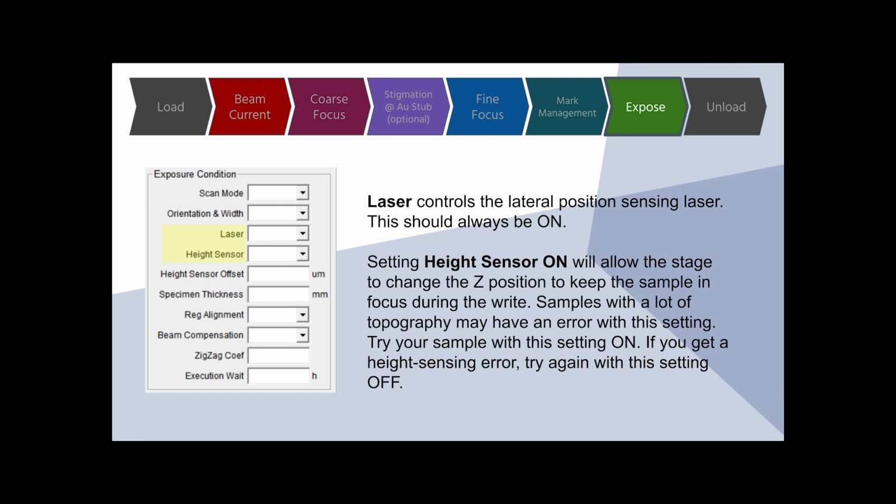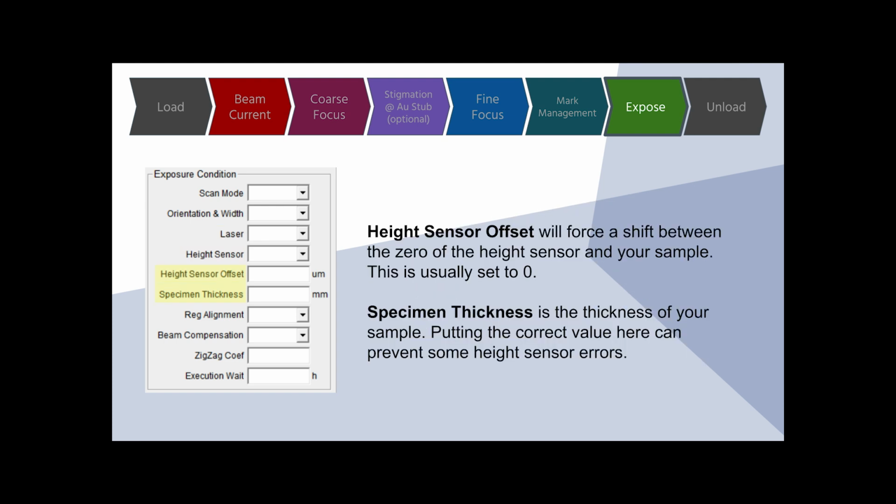Sometimes some samples with a lot of topography may have an error with this setting. We recommend that this setting be on, but you can try writing with the height sensor off if needed. Height sensor offset will force a shift between the 0 of the height sensor and your sample. This is usually set to 0. Specimen thickness is the thickness of your sample. Putting the correct value here can prevent some height sensor errors.